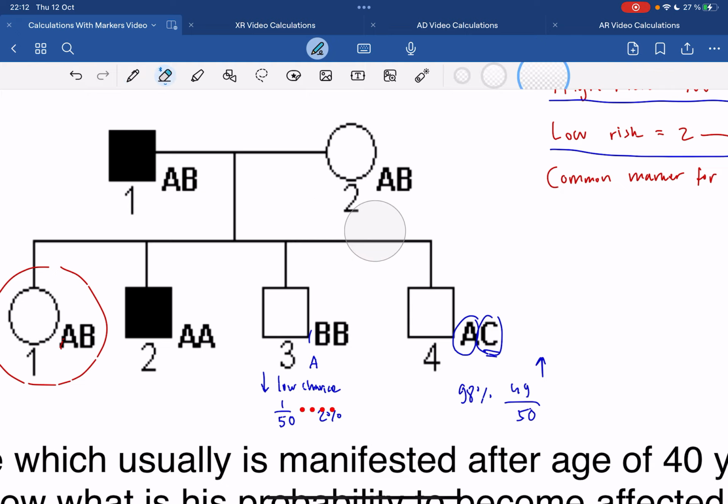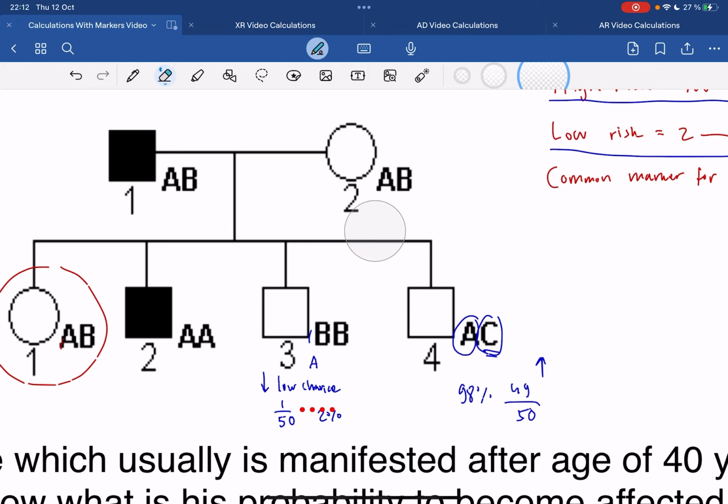Next question: autosomal dominant disease, so AD. We don't have any penetrance, so we don't do any Bayesian tables here. The disease manifests after 40 years. 3-1 is 20 years old and wants to know the probability of being affected. So 3-1 is this person right here.